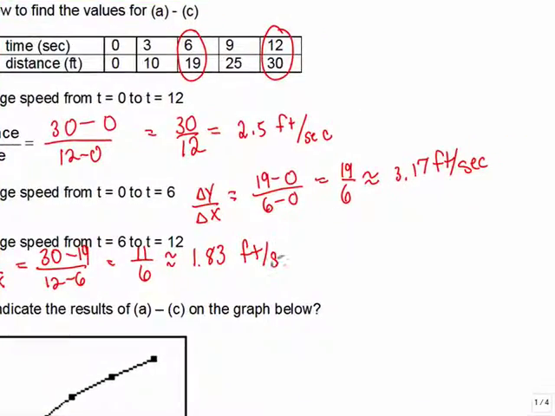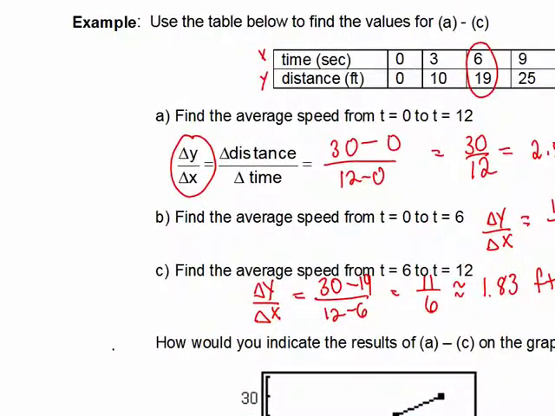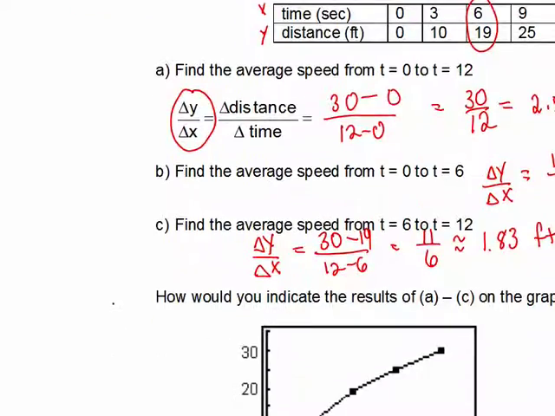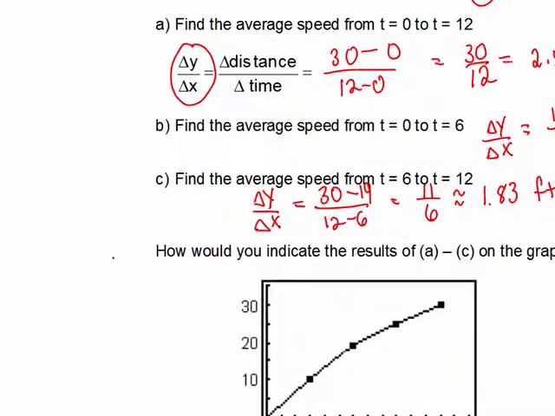feet per second. So what I could actually notice is between 0 and 6, I'm going about 3.17 feet per second, and 6 to 12 is 1.83. So this object is actually slowing down as time progresses, but its overall speed would be on average 2.5 feet per second.